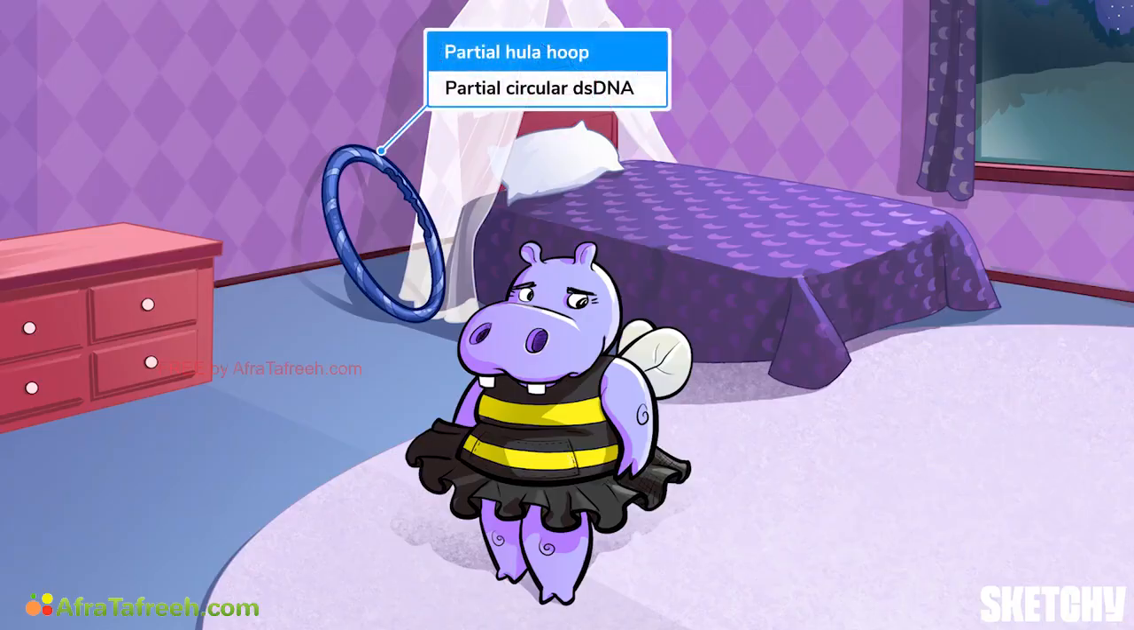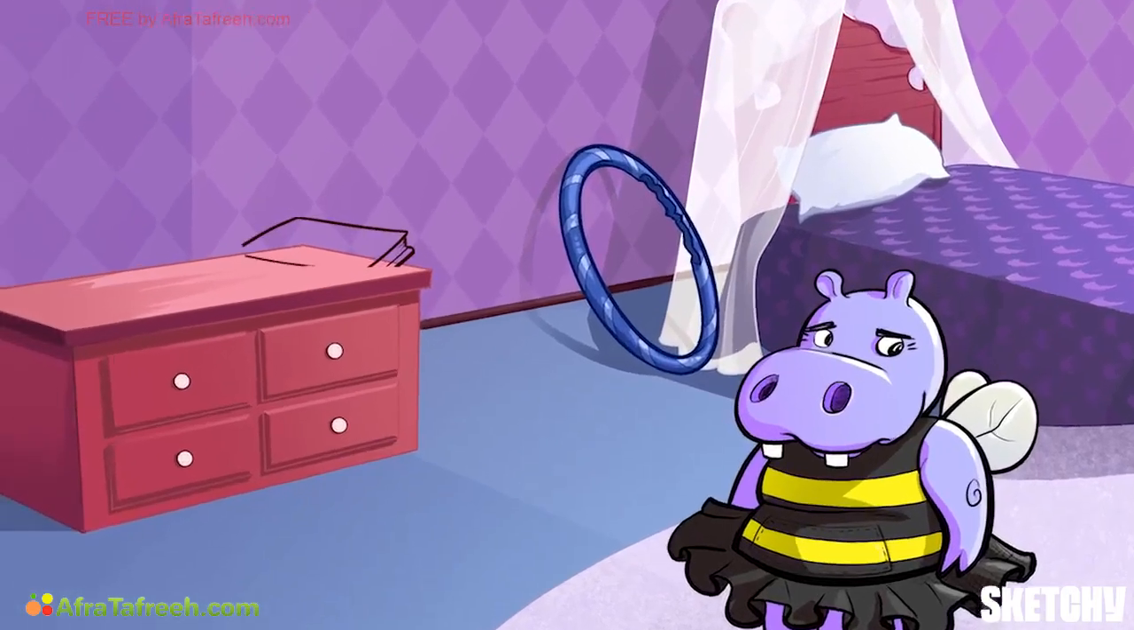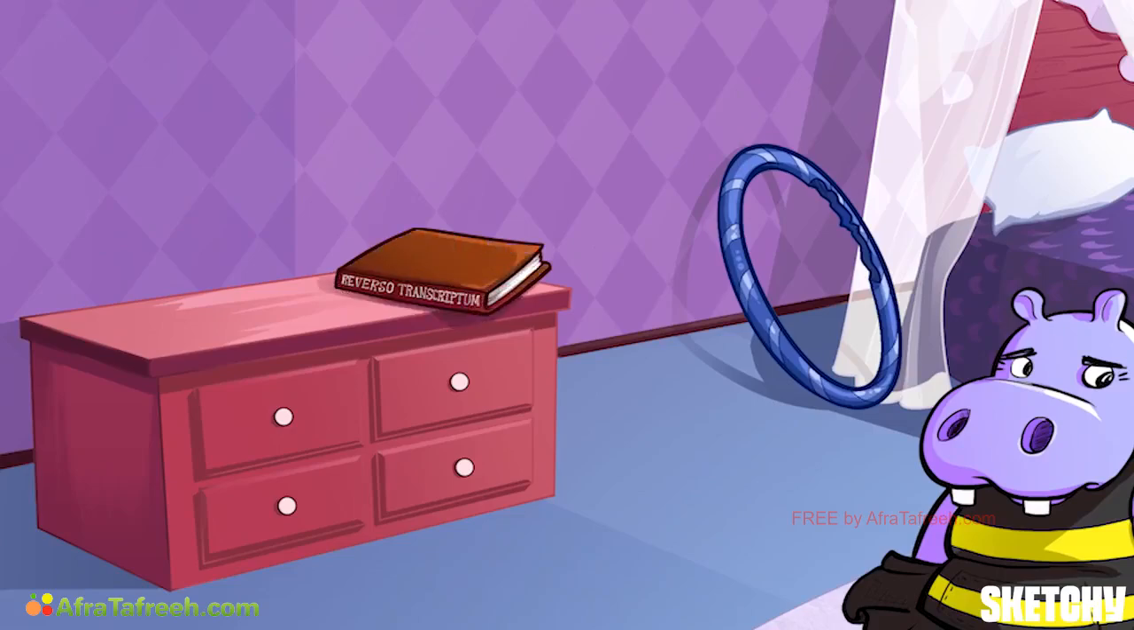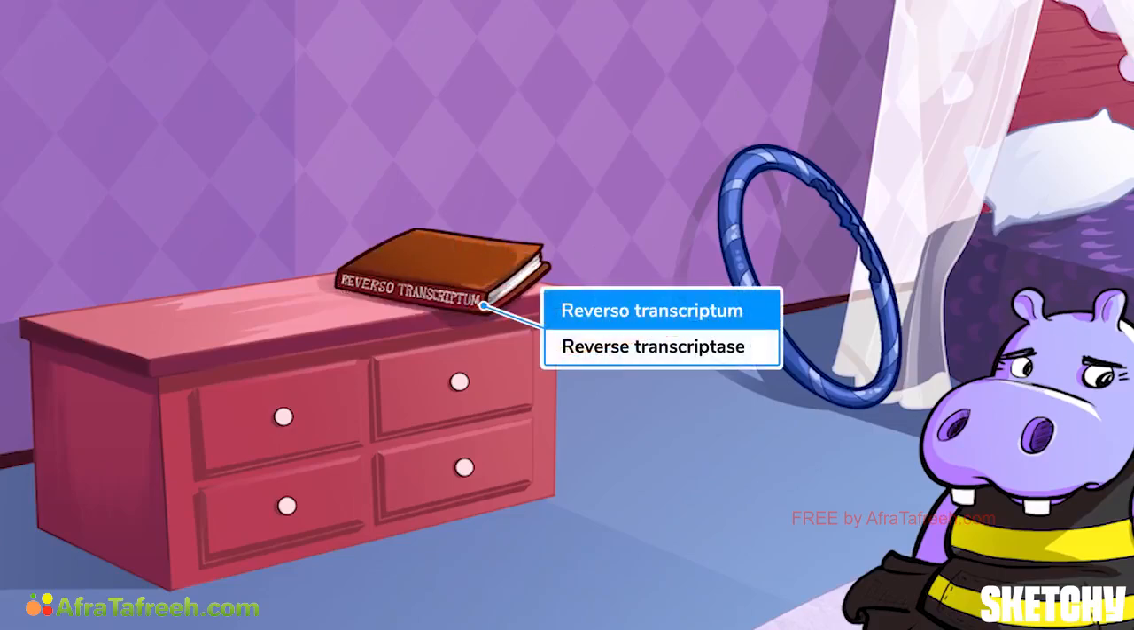It's a circular loop that's partially double-stranded, but also partially single-stranded. That's because the positive sense strand is shorter than the negative sense strand. So somehow the virus needs to be able to repair this, and there we have it. Our classic reverso transcriptum spellbook that should remind you of the enzyme reverse transcriptase, which is an RNA-dependent DNA polymerase.